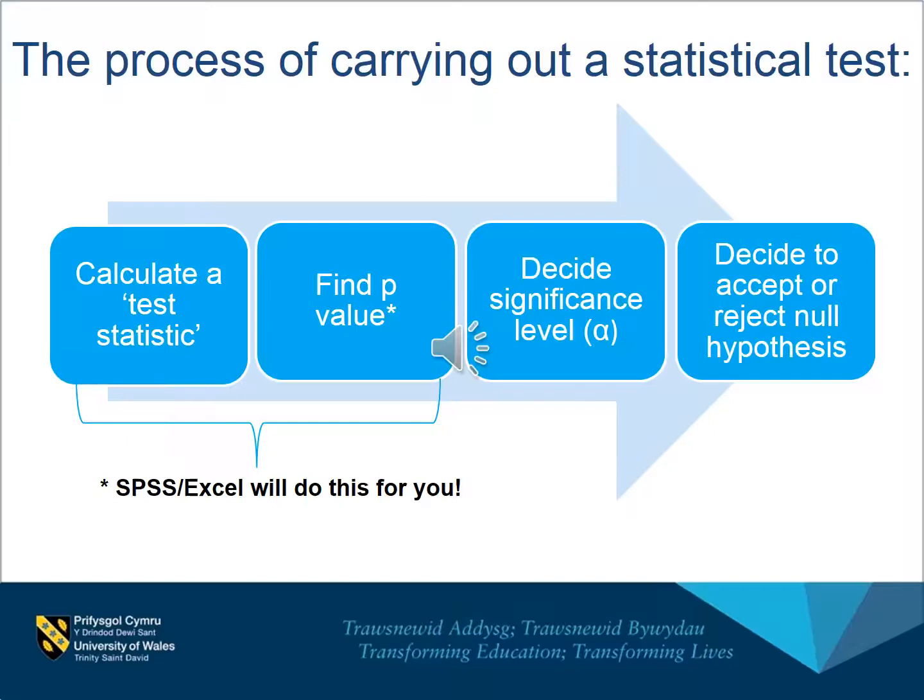We don't need to do that. The software that we use will calculate all that for us. And in fact, it comes out with a p-value, a probability value. We use that along with the significance level that we've chosen to decide whether to accept or reject a null hypothesis.